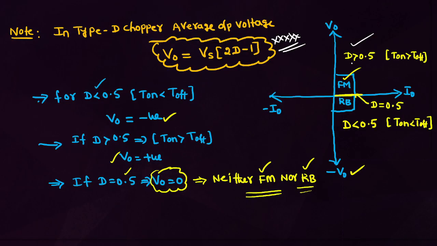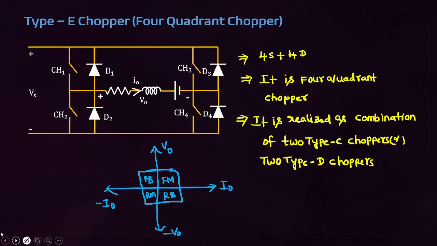In type D chopper, duty cycle greater than 0.5 means only forward motoring. Duty cycle less than 0.5 means reverse braking. Duty cycle greater than 0.5 means on time greater than off time, then it is operating in motoring mode. On time less than off time, that is D less than 0.5, it is operating in reverse braking mode. If D equal to 0.5, it is neither forward motoring nor reverse braking. That observation is also important.